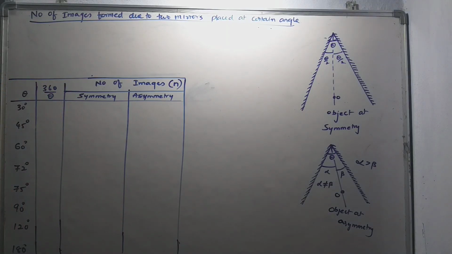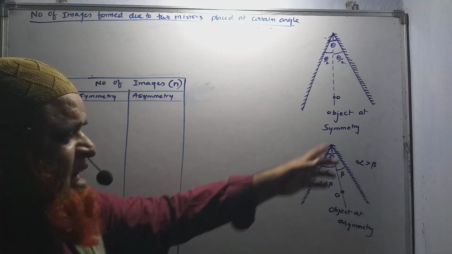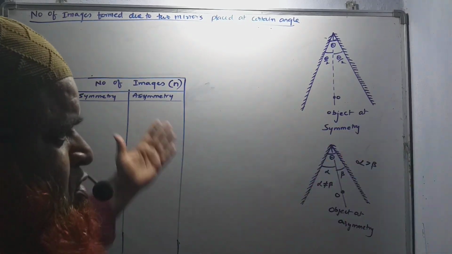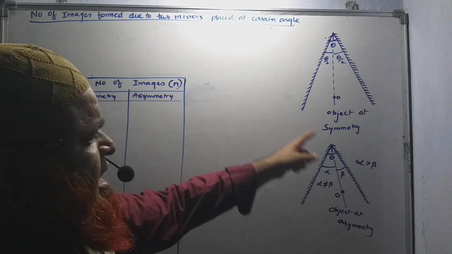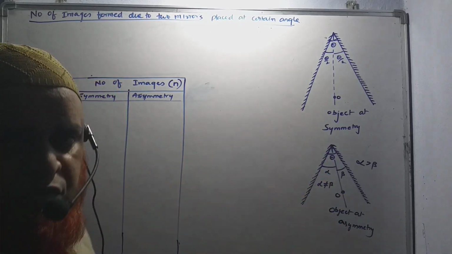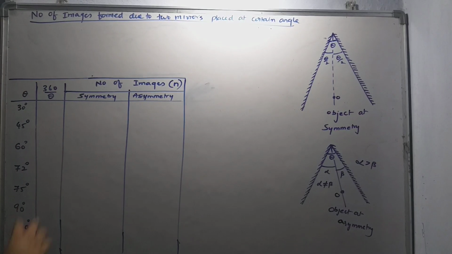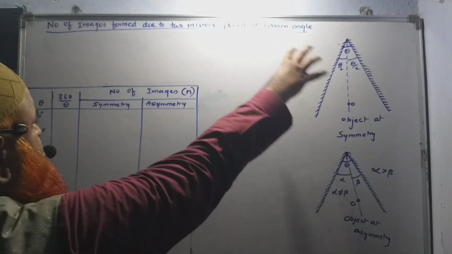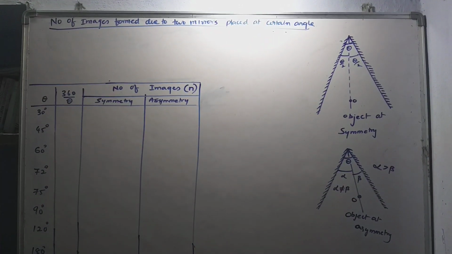So let me draw this diagram as well as a tabular column and discuss how many images you can see when you are standing exactly at the bisecting angle of the adjacent walls of a mirror, where it is symmetry, and in the asymmetry situation. So in these cases, how many images are you able to see? That's a big question before us. So how can you find this out?